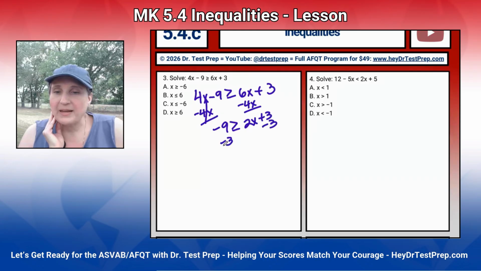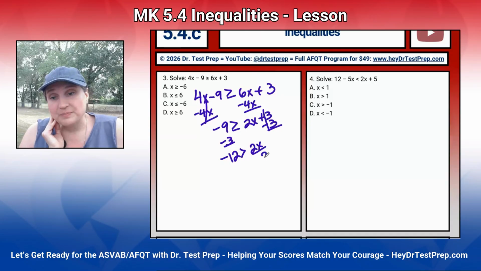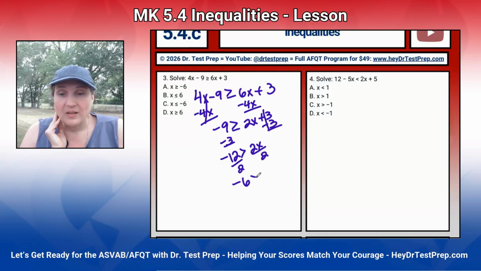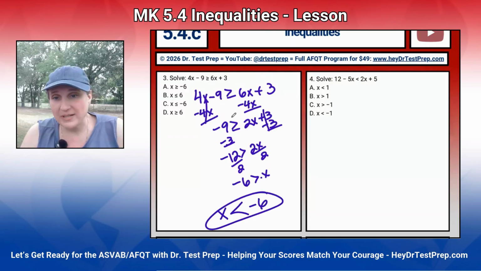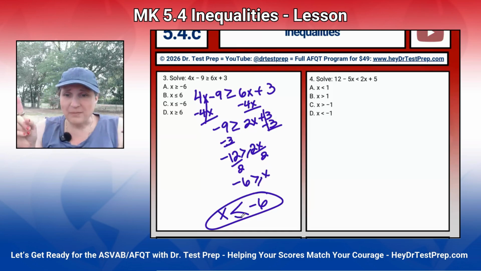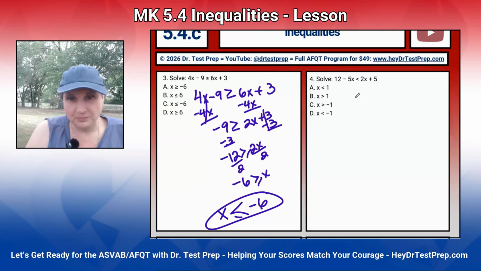Subtract 3. I need $9, then I need $3 more, so altogether I need 12. All right, x has to be less than 6. So x has to be less than -6, except I didn't write my equal signs all the way down. So when we flip-flop it, we've got to make sure the sign, the little point, goes with the x.